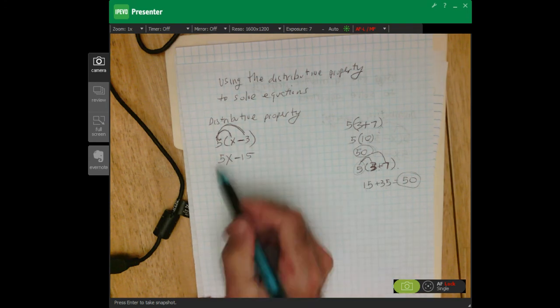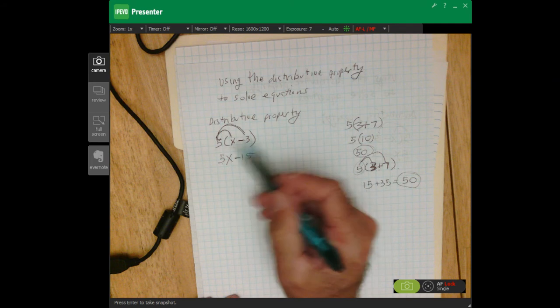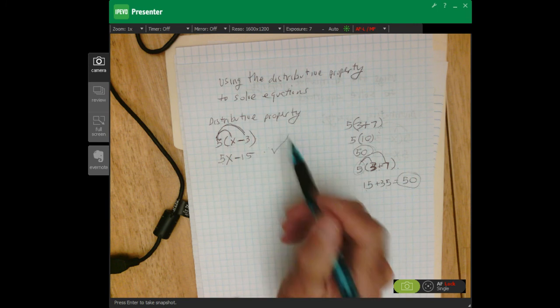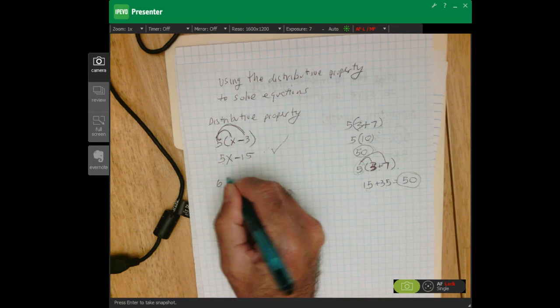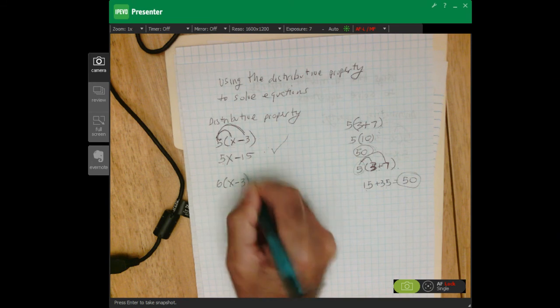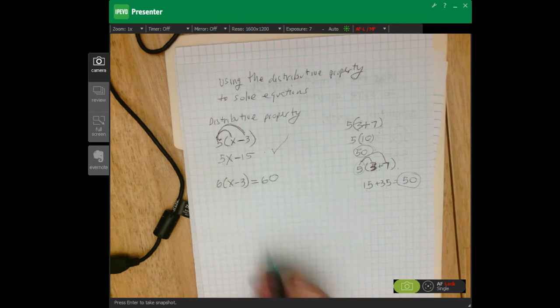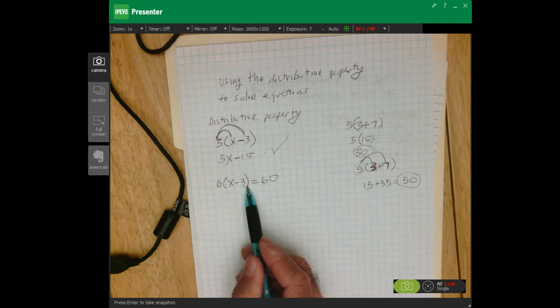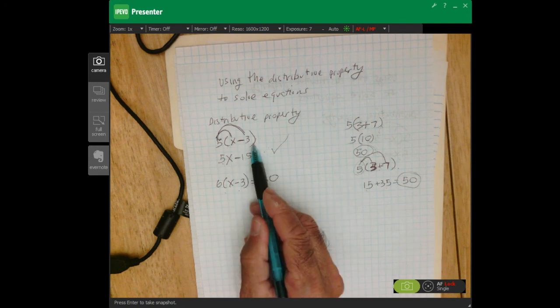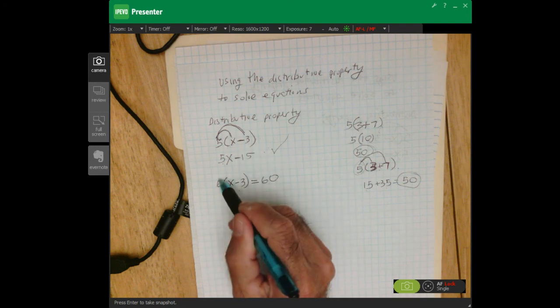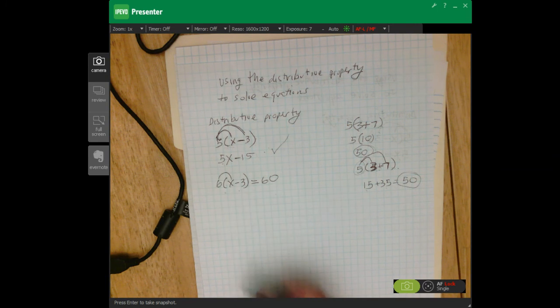That may not seem like it helps us too much, but we've gotten rid of the parentheses, and that's an important step. So what we're going to do is we're going to use that to solve problems that look something like this. So this would be a basic equation with the distributive property, with parentheses here, right? And we can't just go ahead and add 3 to both sides. We need to make sure we get rid of those parentheses first.